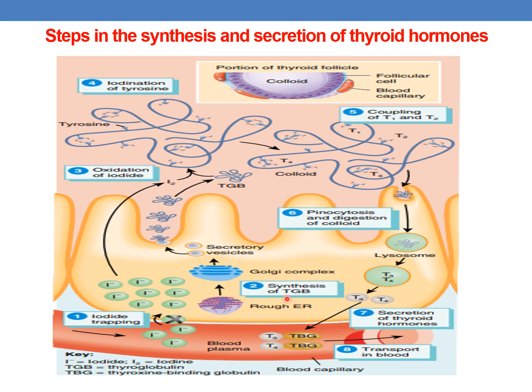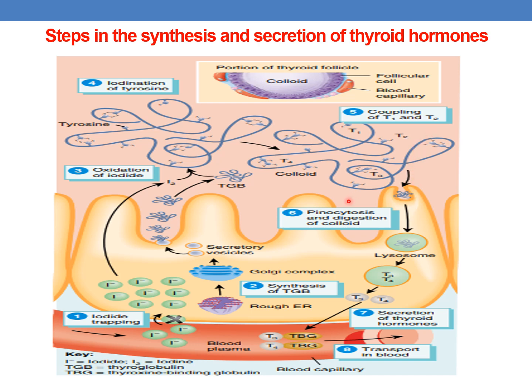The next, third step is oxidation of iodide. These iodide molecules undergo oxidation and form iodine molecules. And this iodine reacts with tyrosine. The fourth step is iodination of thyroxine. And the fifth step is coupling of T1 and T2.